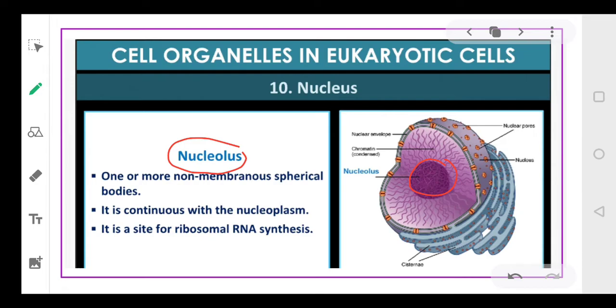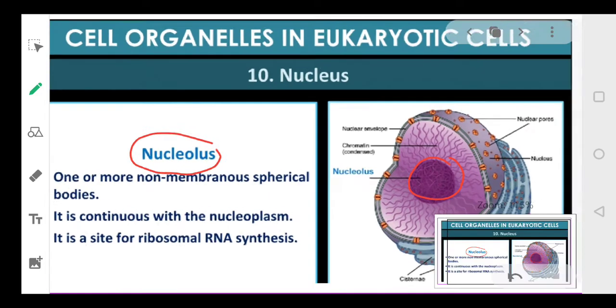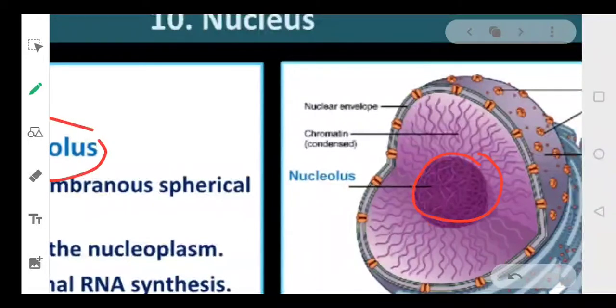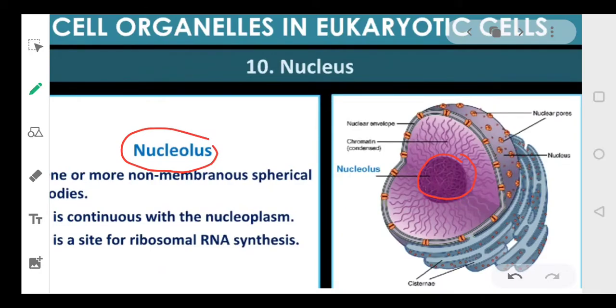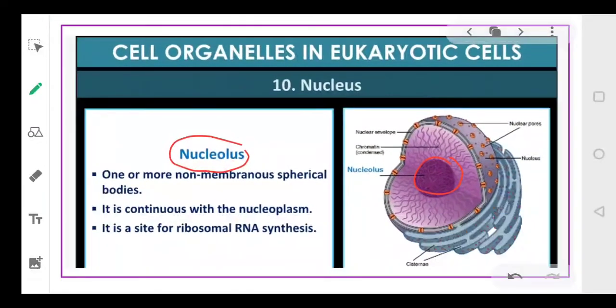The nucleus, we know, is surrounded by a nuclear envelope, but the nucleolus is not surrounded by any membrane. And we can observe that the contents of the nucleolus are in continuation with the nucleoplasm. So your nucleolus remains suspended in the nucleoplasm, and it is a place where ribosomal RNA synthesis occurs. So it is a site where ribosomal RNA synthesis occurs.